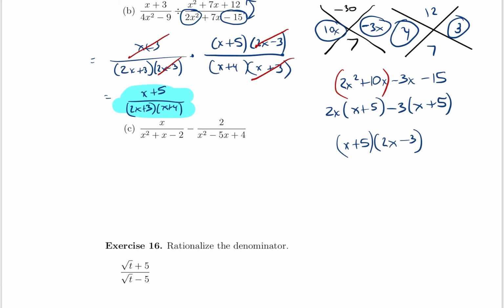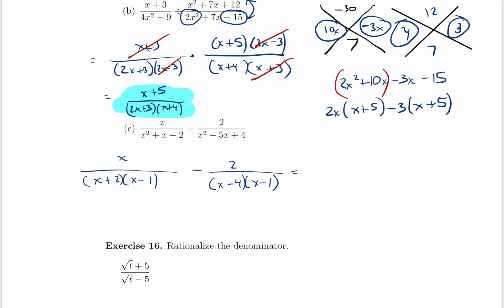Okay, for this problem, we're subtracting two rational expressions. So first step is to factor out the denominators. If you factor out the denominator, you should get x plus 2, x minus 1. And for this other fraction, you should get x minus 4, x minus 1. All right, and so now we see that our lowest common denominator is going to be, I'm going to create a little bit of room here by erasing this.